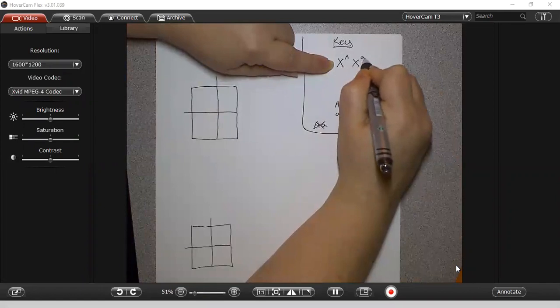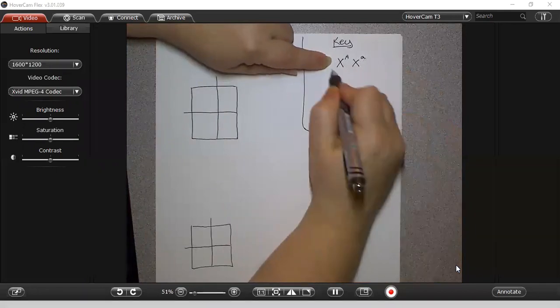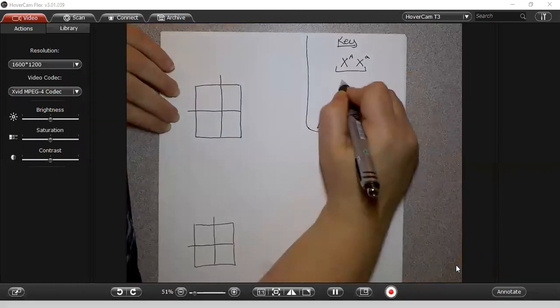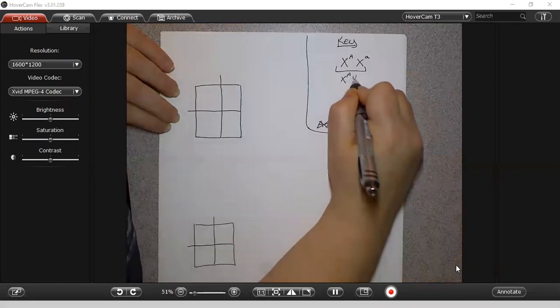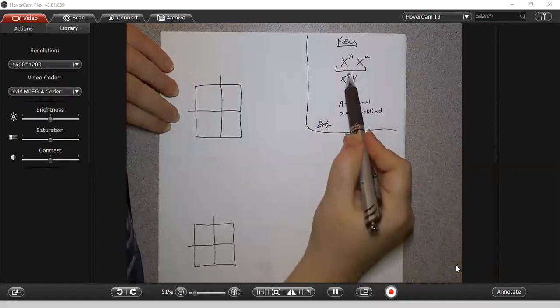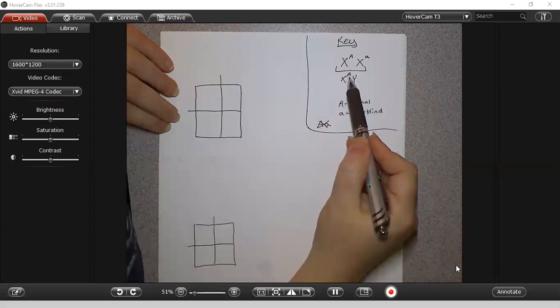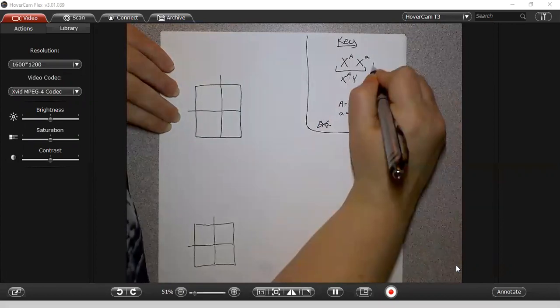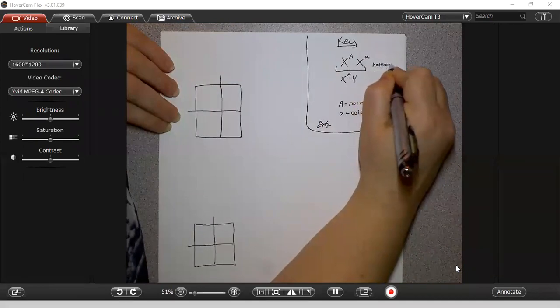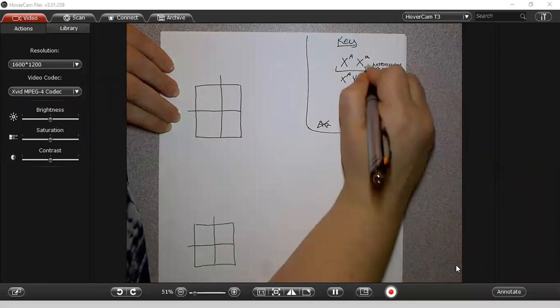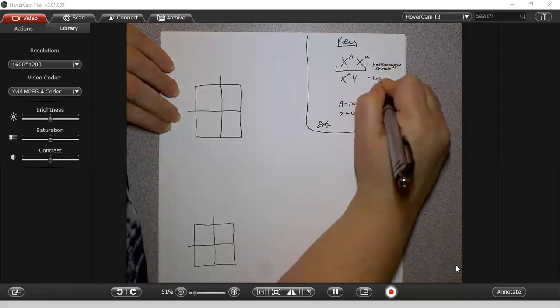So that is a heterozygous female. If you have this, that is a homozygous male. It's homozygous because there's only one version of the allele there. Males cannot be heterozygous because they don't have a second X chromosome. So this is a heterozygous female. Homozygous male.